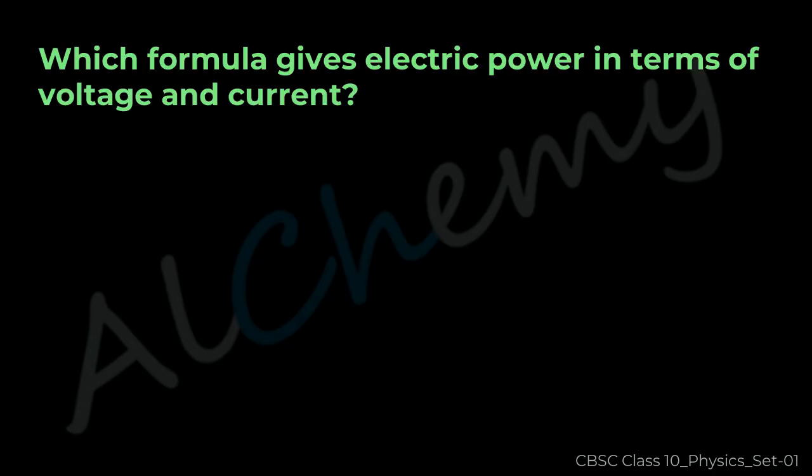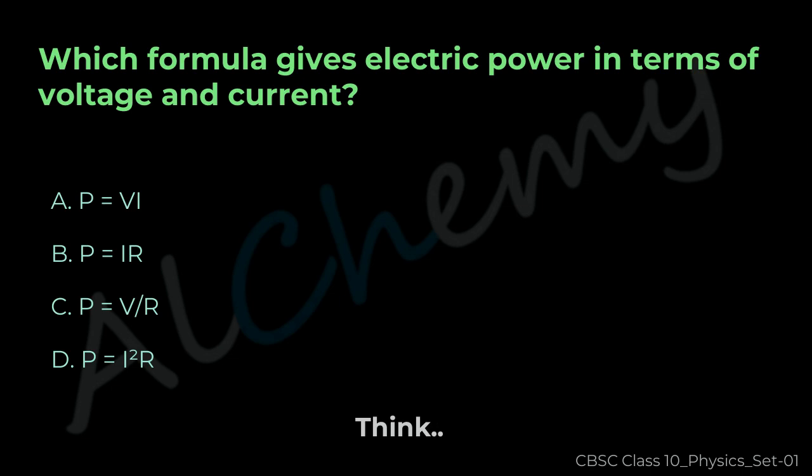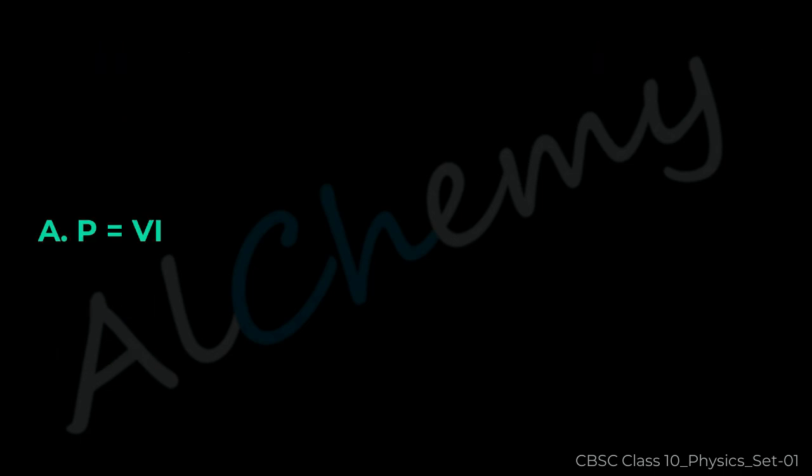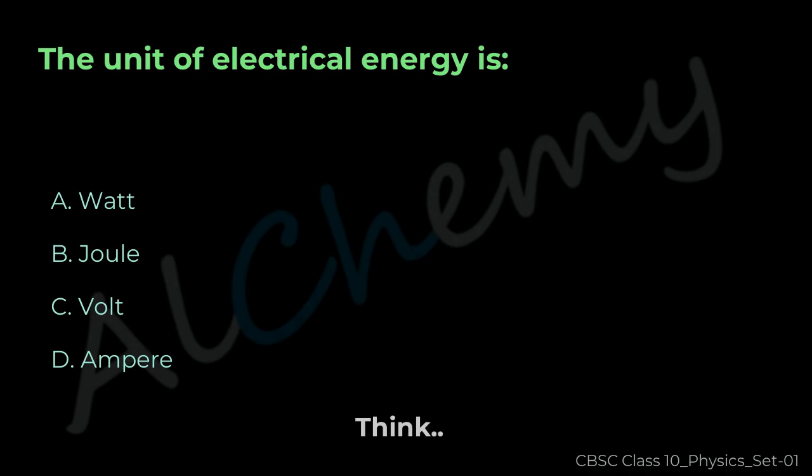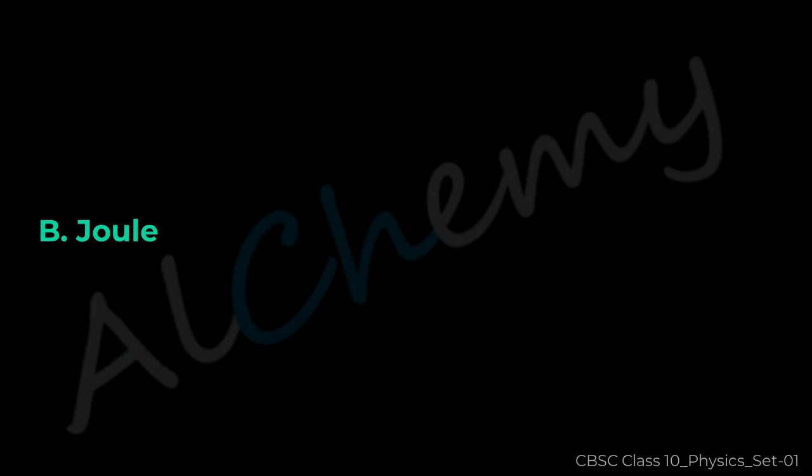Ammeter. Question 3. Which formula gives electric power in terms of voltage and current? Consider the following expression. Question 4. The unit of electrical energy is A. Watt. B. Joule. C. Volt. D. Ampere. The correct answer is B.